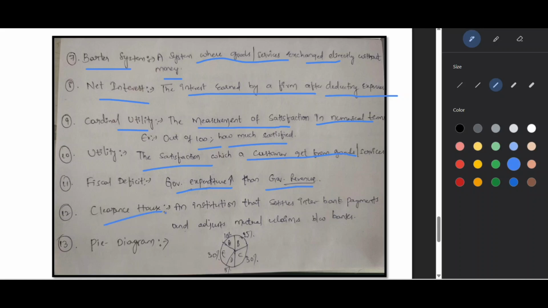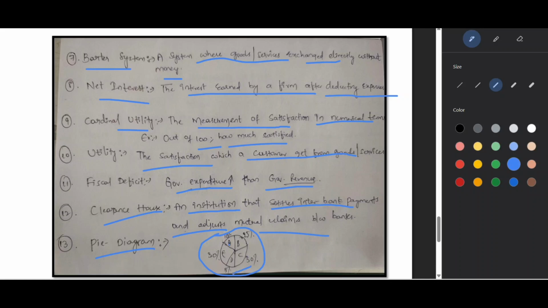Next question is clearing house. Clearing house means it is an institution that settles interbank payments and adjusts mutual claims between banks. This type of institution is called clearing house. Next one is pie diagram. For a pie diagram, you just have to create a pie chart, a whole circle, and divide the circle into different parts. But make sure that the percentages which you mention sum to 100%. Like see here, I have divided the pie chart into 5 different parts, A, B, C, D, and E.